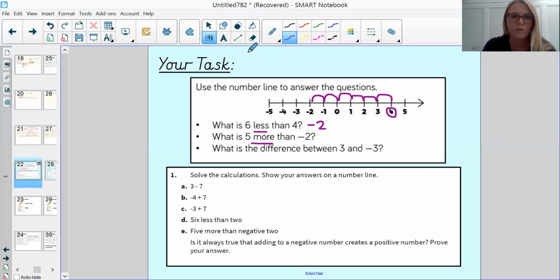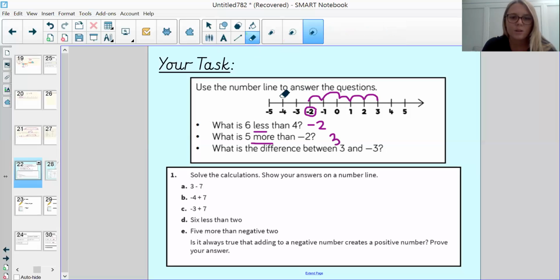Well done if you got that one right. Just going to rub out my working out so I can do the next one on the number line. What is 5 more than -2? So this time we're starting at -2, but we're doing more, so we are adding on 5. So 1, 2, 3, 4, 5. Okay, so the answer would have been 3.